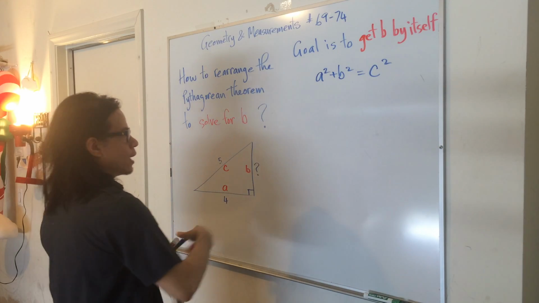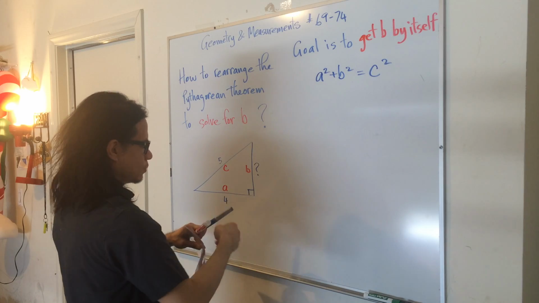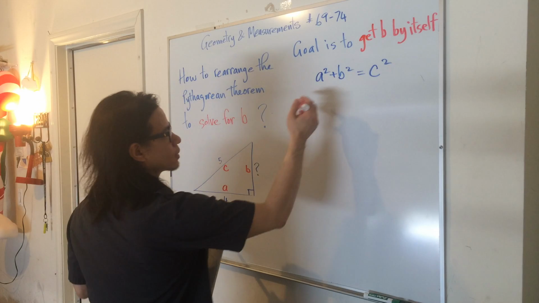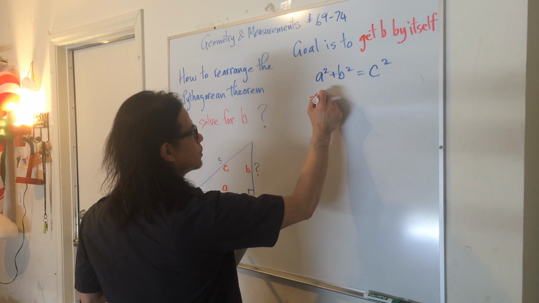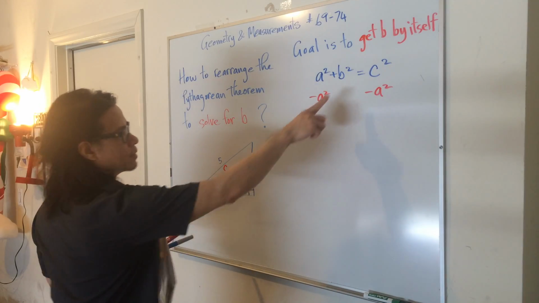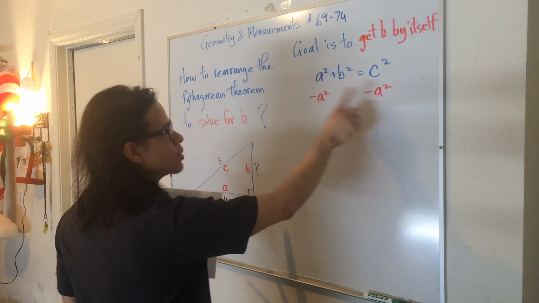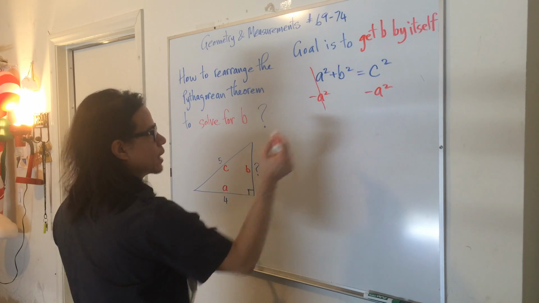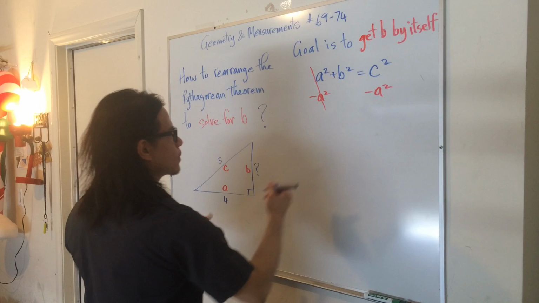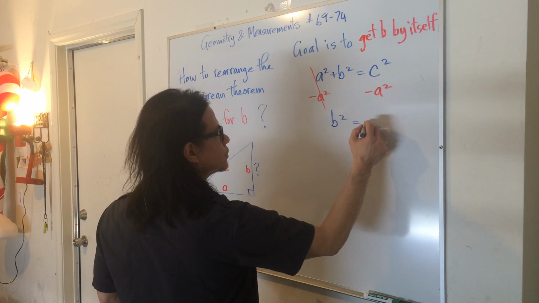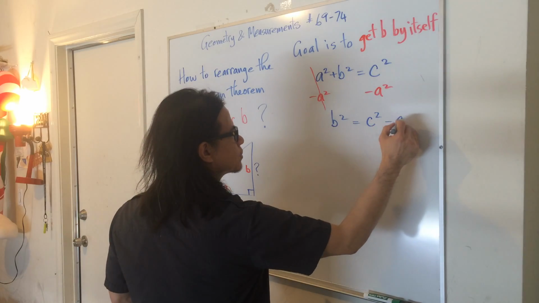Okay, so how would you get rid of the a squared? What's the opposite of plus a squared? Okay, if you say minus a squared, you are correct. So let's subtract a squared from both sides. Remember, if there's an equal sign, you need to do the same to both sides of the equation. So this will cancel out. B squared is equal to c squared minus a squared.